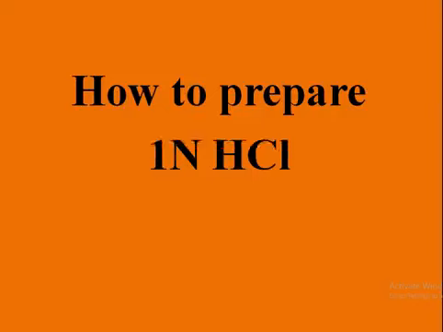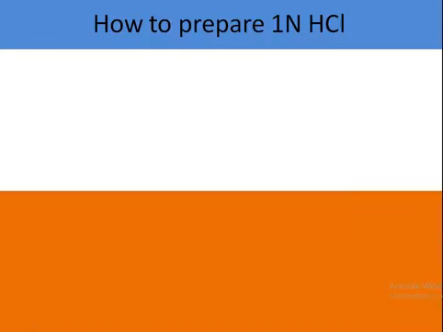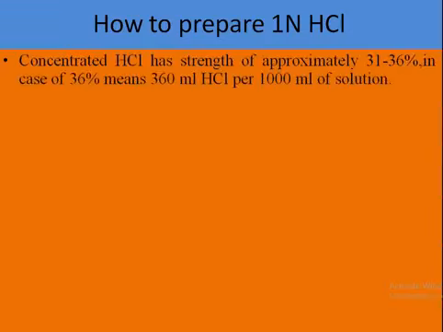How to prepare 1 normal HCl. Concentrated HCl has strength of approximately 31 to 36%. Let's take an example of 36%. In case of 36% means 360 ml HCl is present per 1000 ml of solution.